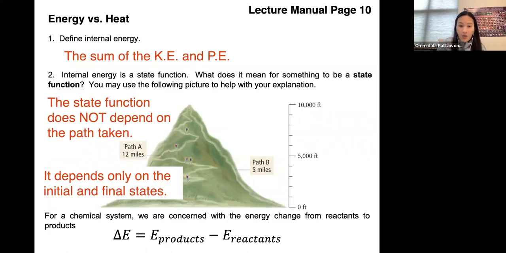So that's why I'm using product minus reactant here. We don't care how the reactant converts to product. We care only about the energy difference between the two. We don't care whether it takes 1 step, 2 steps, or 3 steps to convert from reactant to product. We just care about the final state and the initial state of those two.